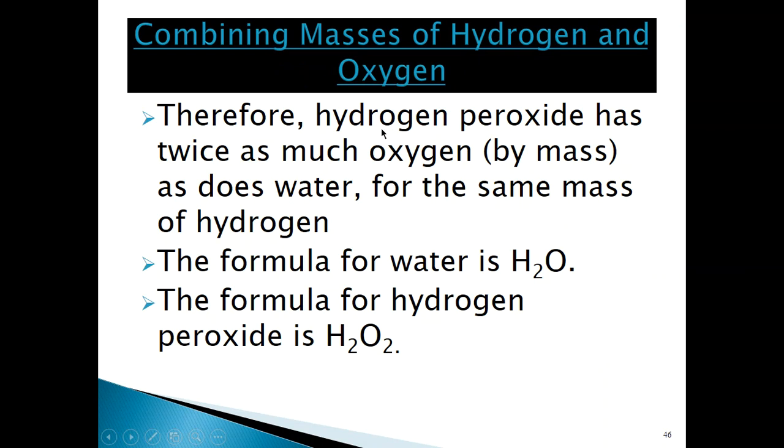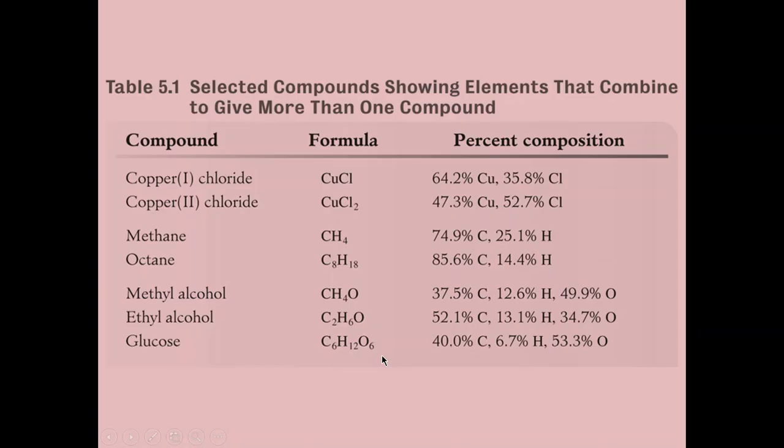As stated here, hydrogen peroxide has twice as much oxygen by mass as does water for the same mass of hydrogen. That is reflected in the fact that the subscript for oxygen in the formula for water is 1, and for oxygen in hydrogen peroxide, the subscript is 2, again reflecting the 2-to-1 ratio between these two compounds, especially since the hydrogens are fixed at 2 in terms of their subscript in each case.